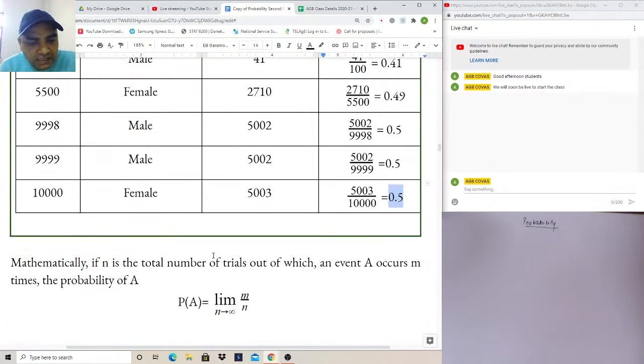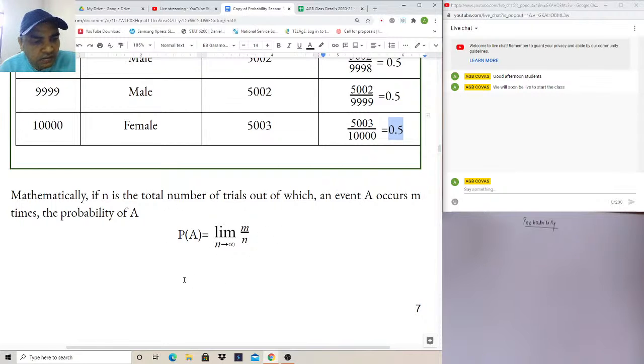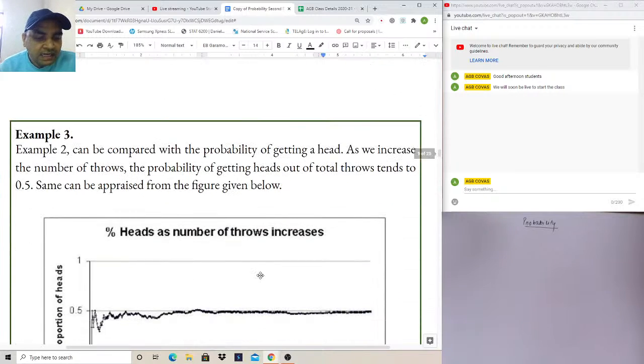Let us understand how we define this in the form of a formula. Mathematically, if n is the total number of trials out of which an event A occurs m times, the probability of A is given by the limit as n tends to infinity of m by n. Let us understand this with a figure. In example 2, we have a case of parturition and whether a male or female has been born. Now we simulate this with another example, and example 2 can be compared with the probability of getting a head.